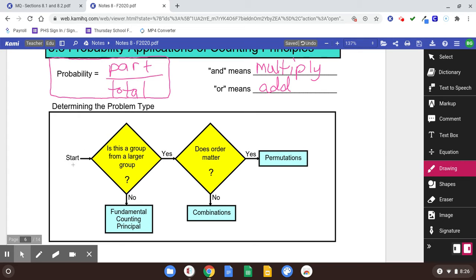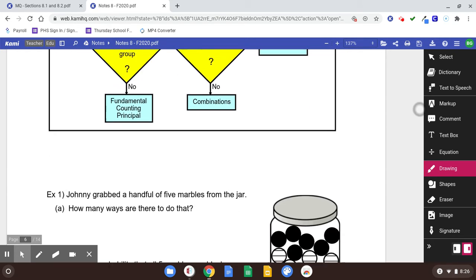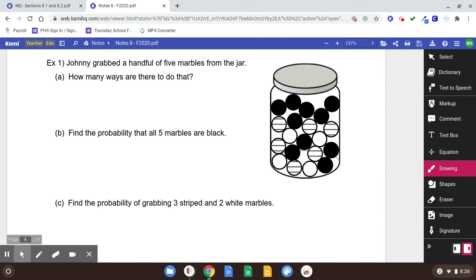So you read the problem and you ask yourself, is this talking about a group from a larger group? If it's not, then it's usually going to be a fundamental counting principle problem, a blanks problem. But if it is a group from a larger group, then you ask a second question: does order matter? If it does, it's a permutation. If it does not, it's a combination. So keep that handy, and that will help you determine what problem you're looking at.